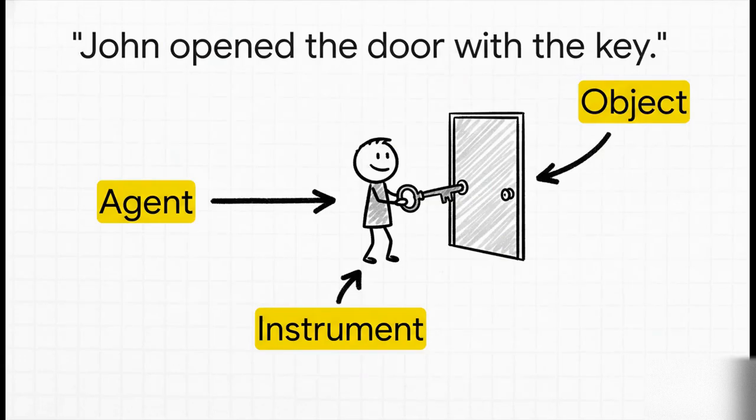So now with a sentence like, John opened the door with the key, the machine could finally see the relationships. It knows John is the agent doing the action. The door is the object receiving it, and the key is the instrument being used. I mean, this was a massive, massive leap towards real understanding.